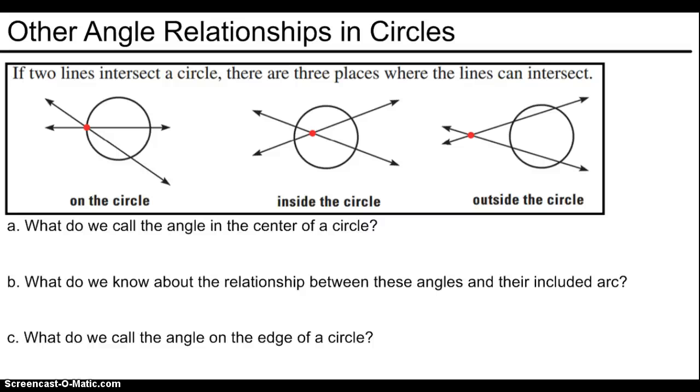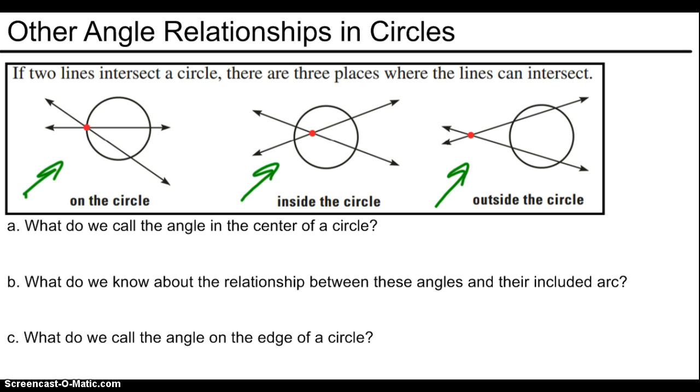In this video, we're going to be talking about some other angular relationships in circles. So if two lines intersect a circle, there are three places where they could intersect. They could intersect on the circle, inside the circle, or outside the circle, just like those three pictures show you.